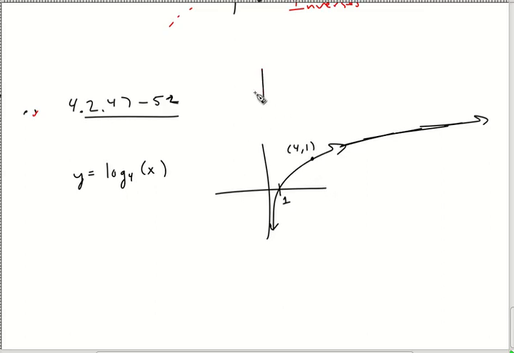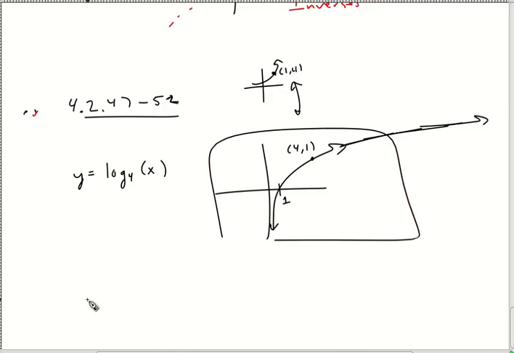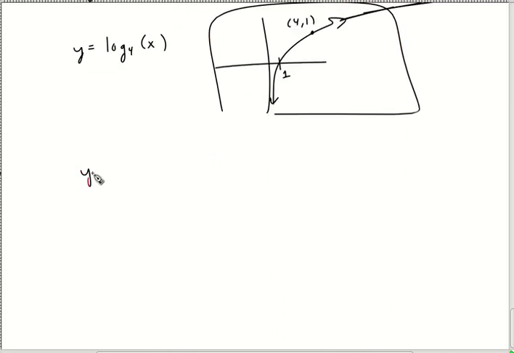Similar with the exponential, by the way. This is all tied in with inverses and stuff. It would be (1, 4). So to do inverses, you switch x and y. Okay, good. So anyways, this is your graph. Match it up. You're done. Now, the rest of them are going to be modified from this one.